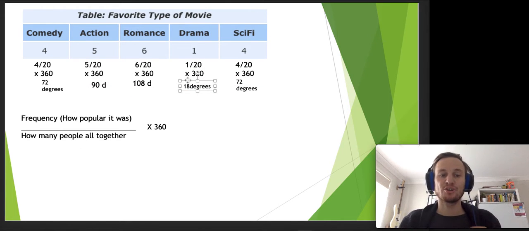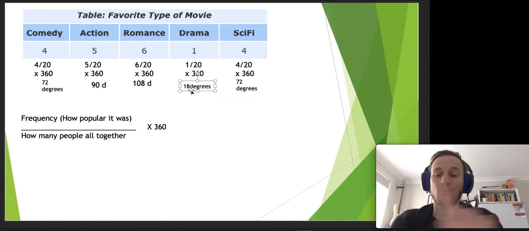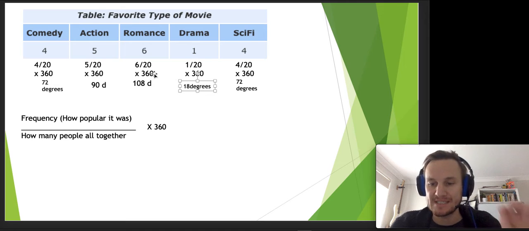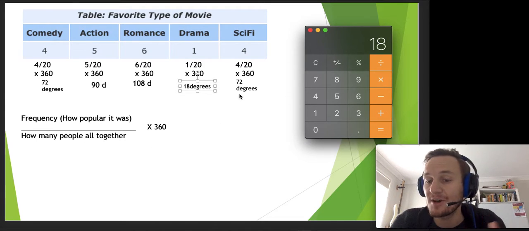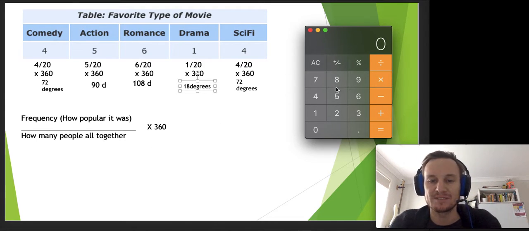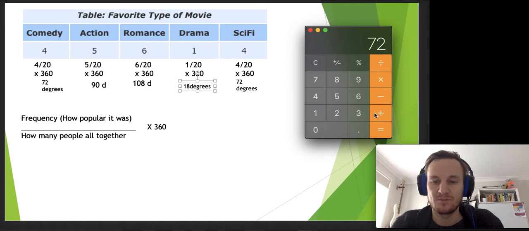You're going to find out the degrees of all of these before you start drawing your pie chart. Because what you're going to do now is add these up and make sure they make 360. If they don't make 360, you've gone wrong somewhere. 72 plus 18 plus 108 plus 90 plus 72 equals 360.